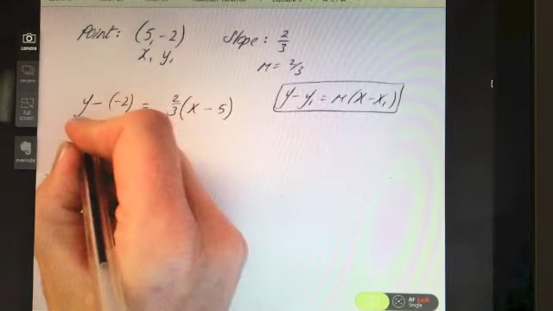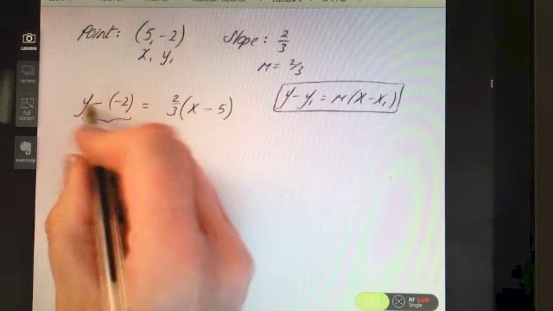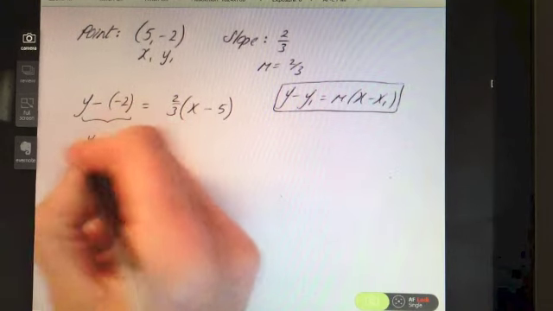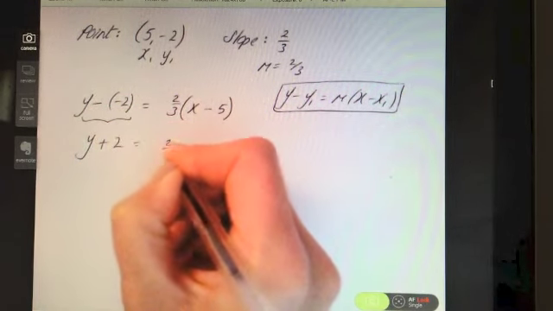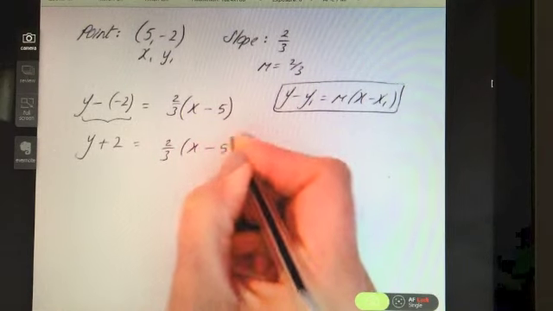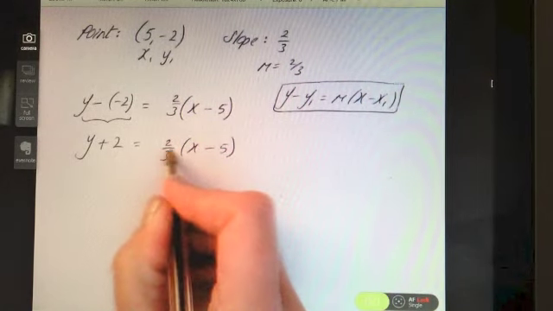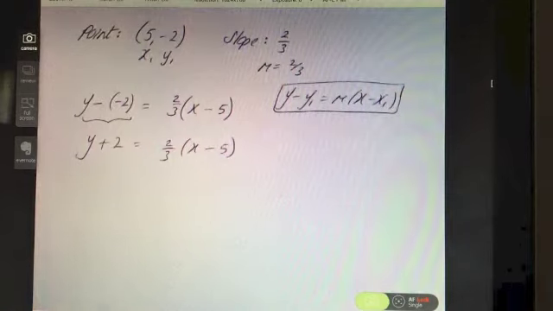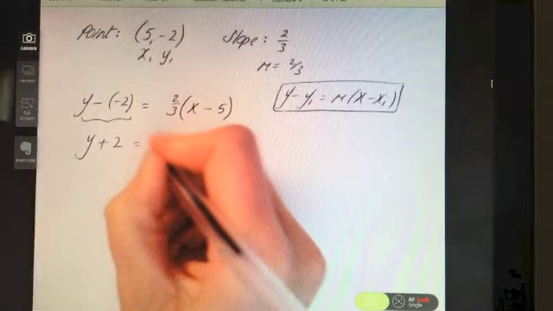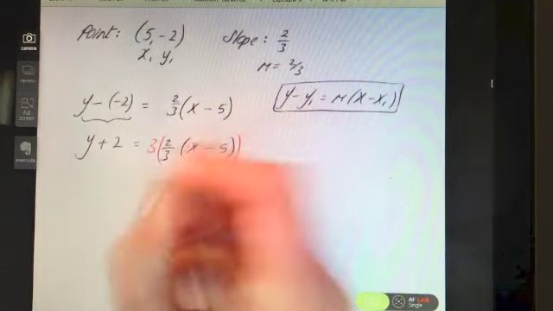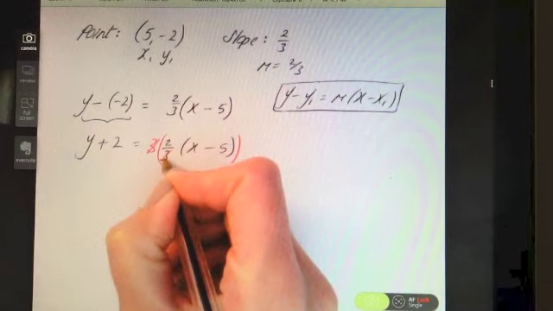So now let's tidy up the left hand side. Y minus minus 2 is the same as y plus 2. Okay, now I don't want to have to deal with this divide by 3, so what I'm going to do is multiply this side by 3. That will get rid of the divide by 3 here.